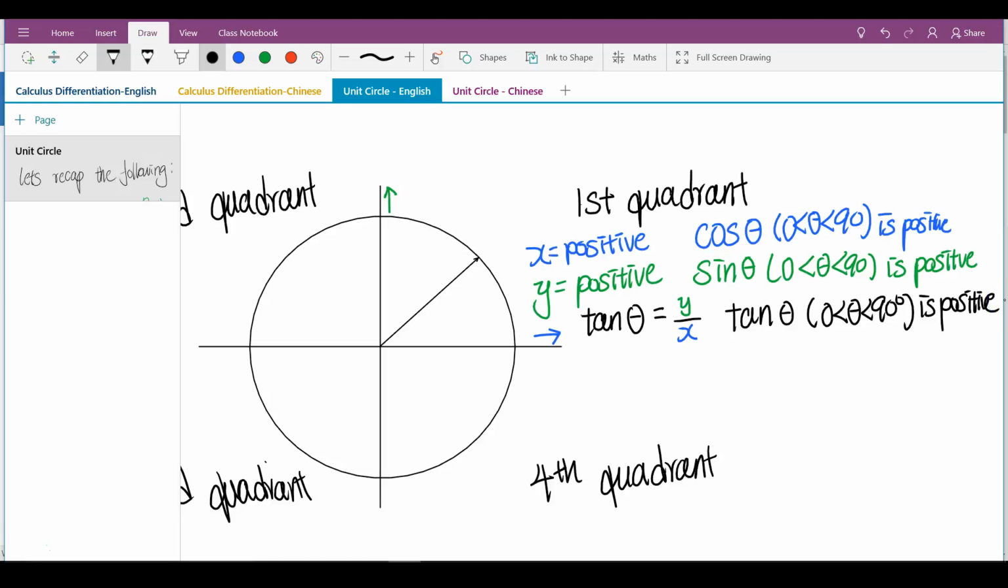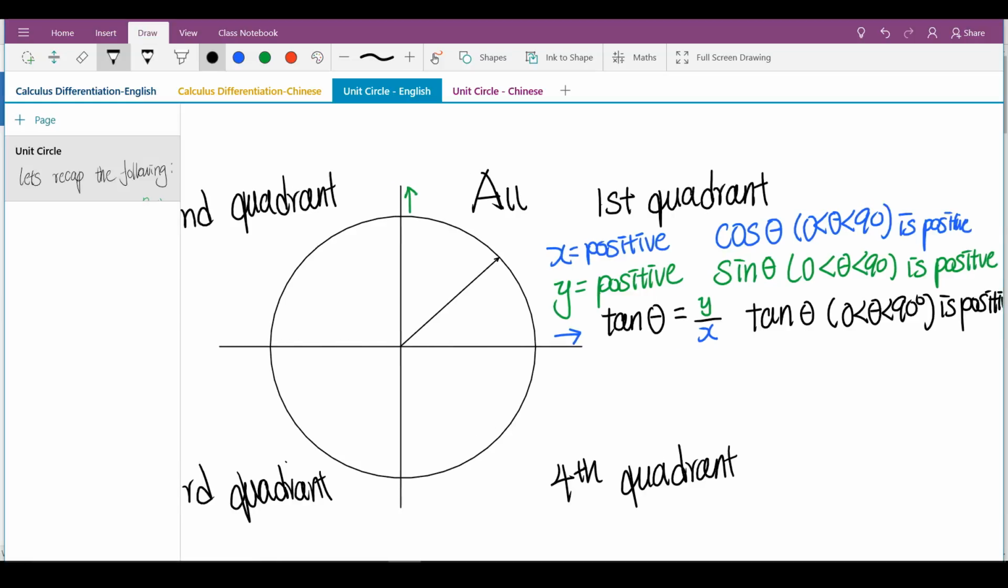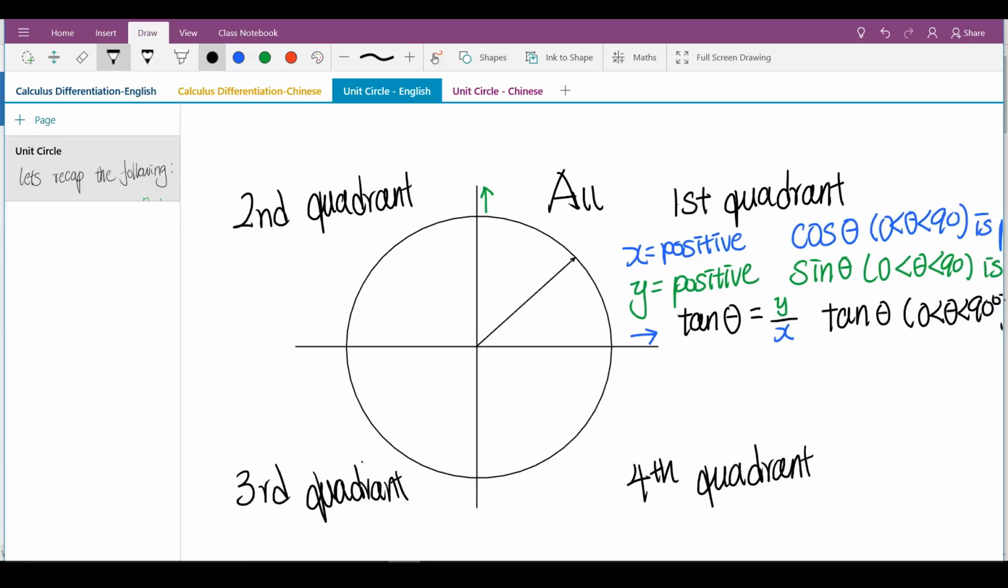Right? So since everything in the first quadrant is positive, may it be sine theta, cosine theta, or tan theta, as long as the angle theta is less than 90 and bigger than 0, it is positive. So that's why we call this quadrant all. Give it an A for all. So that means everything in the first quadrant, may it be cosine, sine, or tan, is positive. All right? Let's look at the second quadrant.